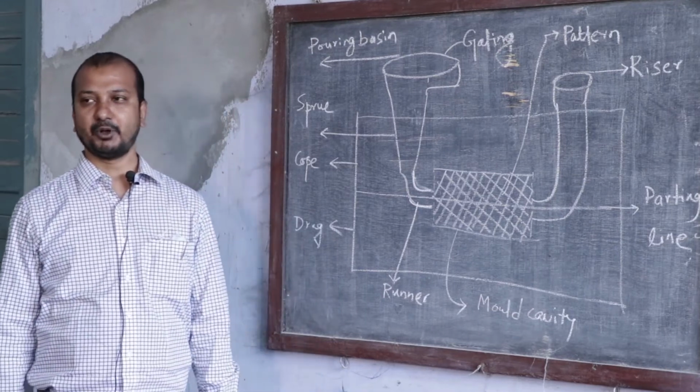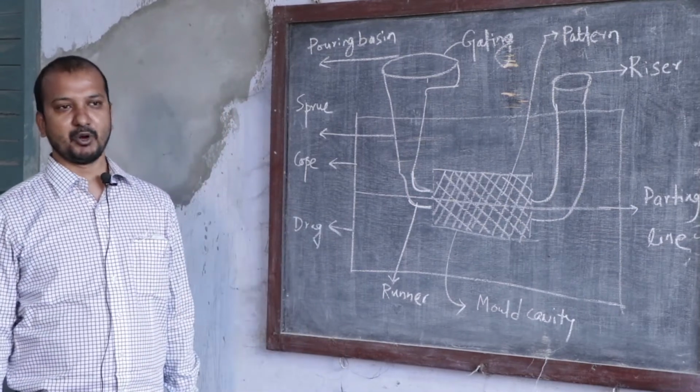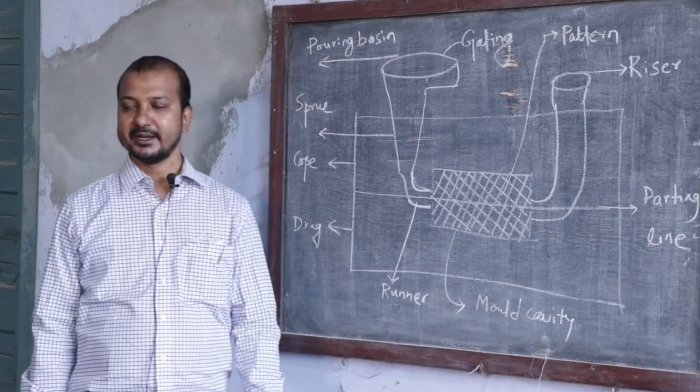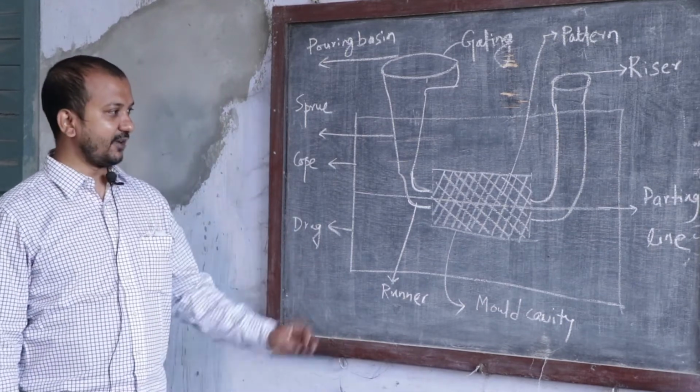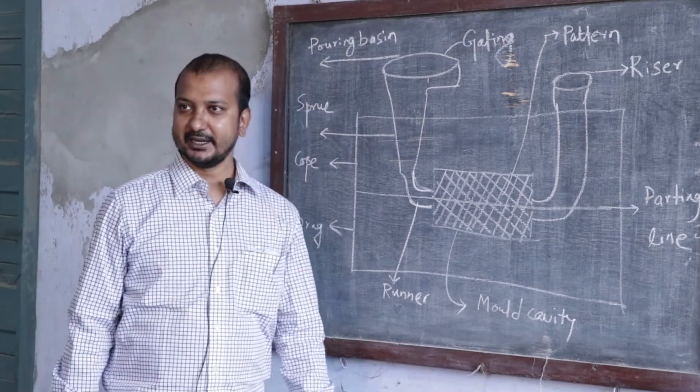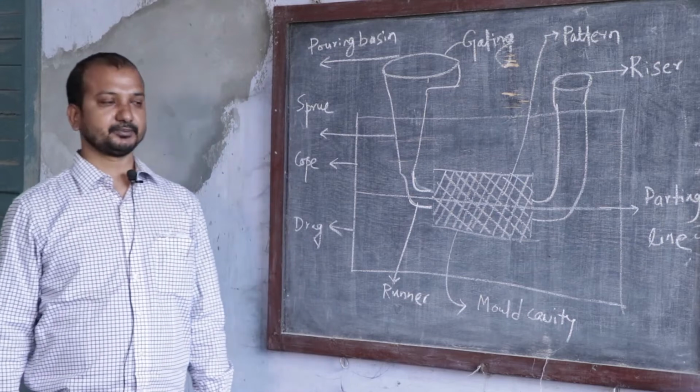Now, as I have explained the procedure, we have to understand the important things in the casting process: first your pattern, the tools, the mold cavity, and the melting temperature of the material.